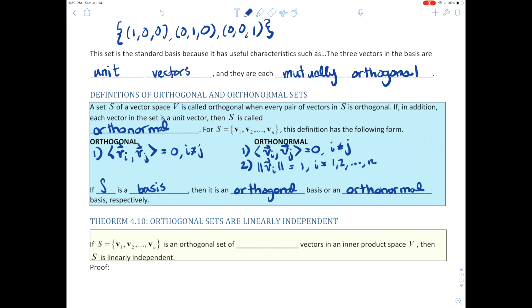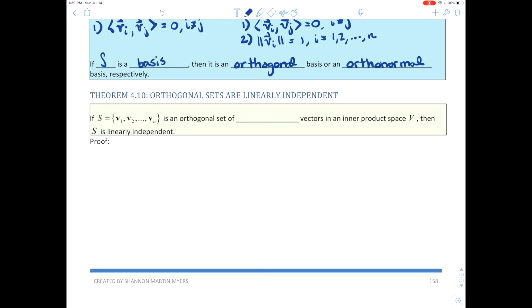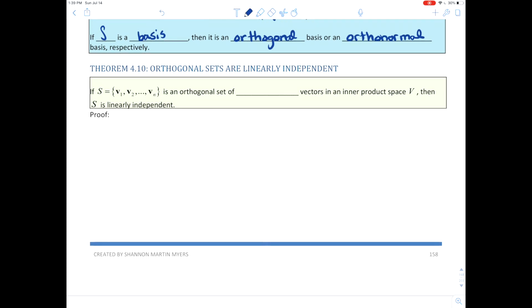Theorem 4.10. Orthogonal sets are linearly independent. So if S equals the set of vectors V1, V2, all the way down to Vn, is an orthogonal set of non-zero vectors in an inner product space V, then S is linearly independent. So it's kind of a groovy little proof. Let's check it out. The vectors have been defined, but why don't we let Ci belong to the real numbers? They'll be our scalars for i equal 1, 2, all the way down to n.